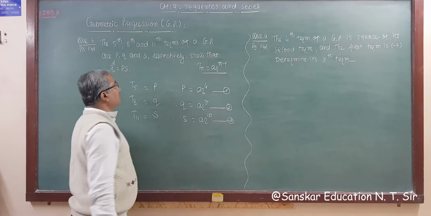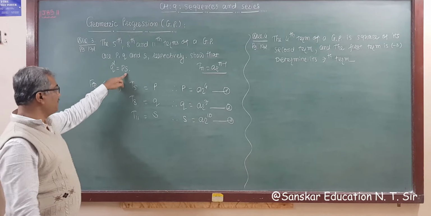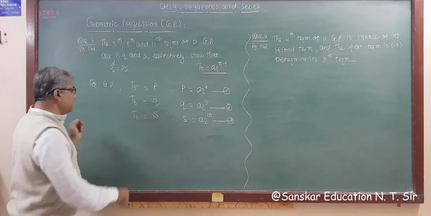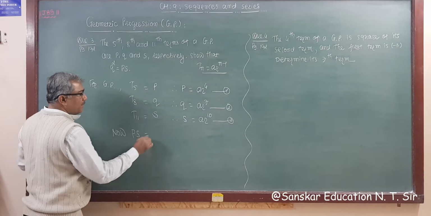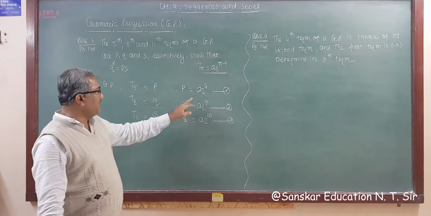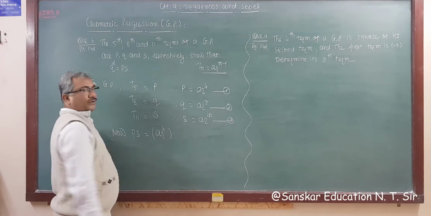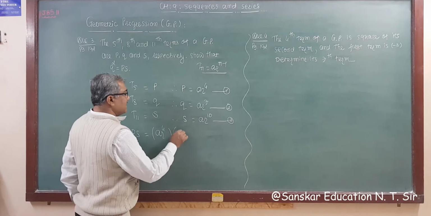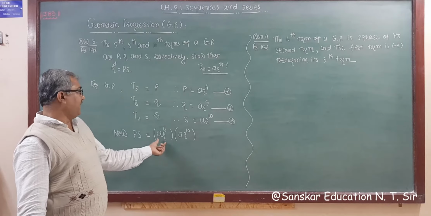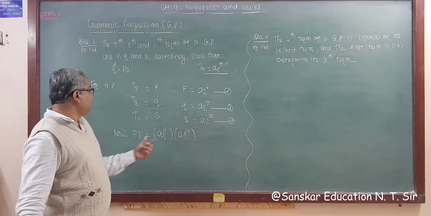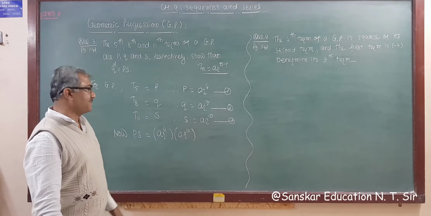Now we have to prove that Q square is equal to PS. So we can first find out PS. P is A R raised to 4 and S is A R raised to 10. So PS is equal to A R raised to 4 times A R raised to 10, substituting the values of P and S from results number 1 and 3 respectively.